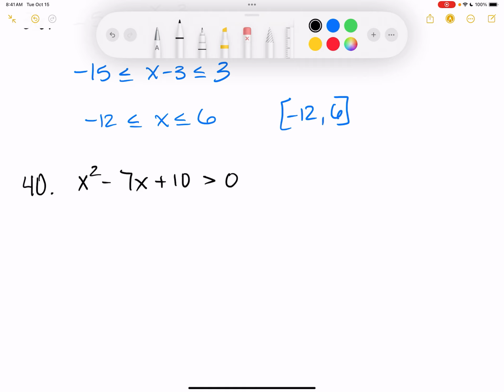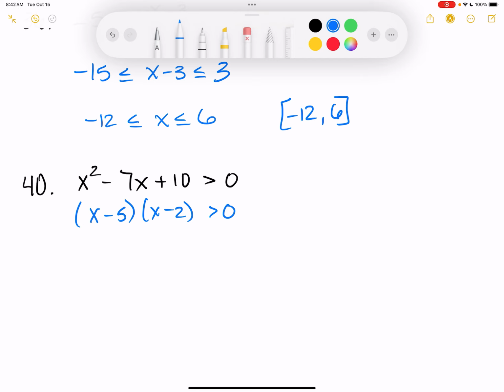So ignore the greater than 0 part right now. If I just wanted you to factor that, what would that factor into? Or what would my factors of 10 that add up to negative 7 be? Negative 5, negative 2. So that'll be x minus 5 and x minus 2 greater than 0.